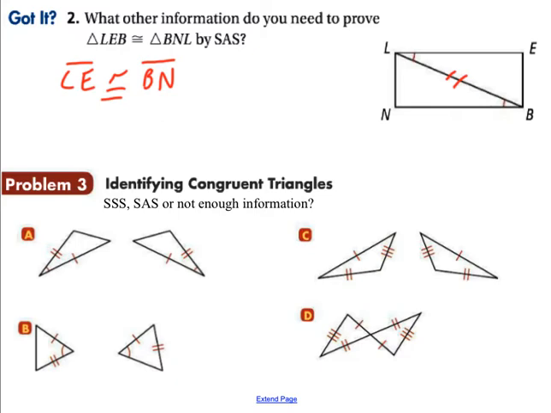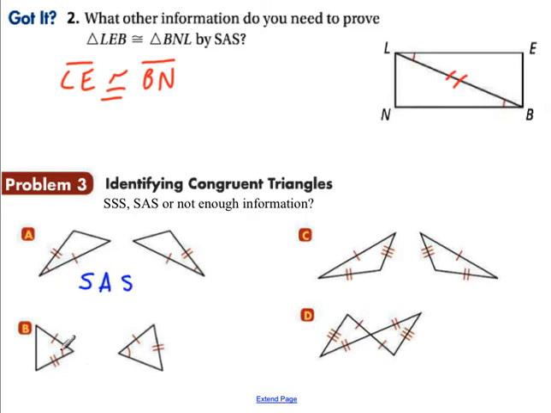All right, how about the next one? It says, problem 3, identifying congruent triangles. Which of these will we use to prove they're congruent? Would we do side, side, side, side angle side, or not enough information? Well, in letter A, if you look at these, we have a side, an included angle, and another side. And we have the same thing over here, so this one's definitely going to be side, angle, side.